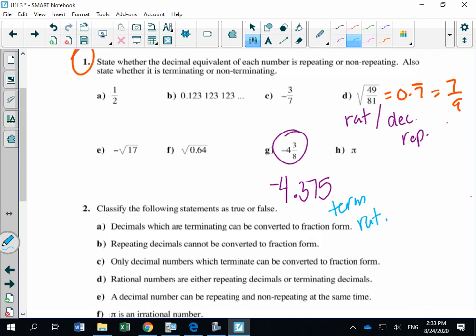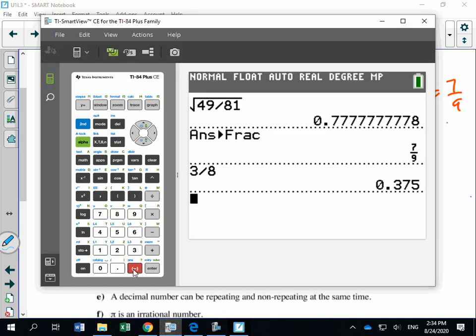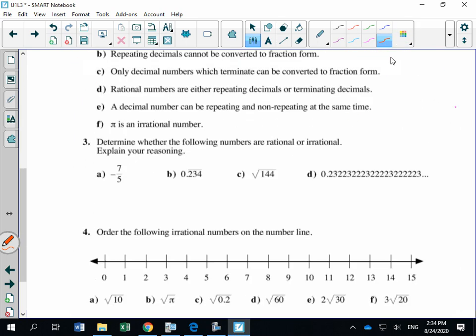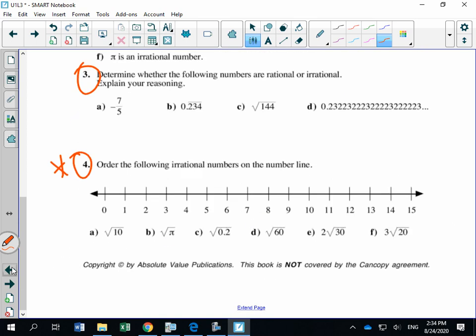Let's convert this guy to a fraction. So -4.375. If I go Math 1 fraction, -35 over 8. And remember, all fractions are rational, and the decimals of rationals either terminate or repeat. So circle number one. I'd like you guys to do number two. Circle number three, number four. I had number four starred because I always like giving that on a test. Flip the page.